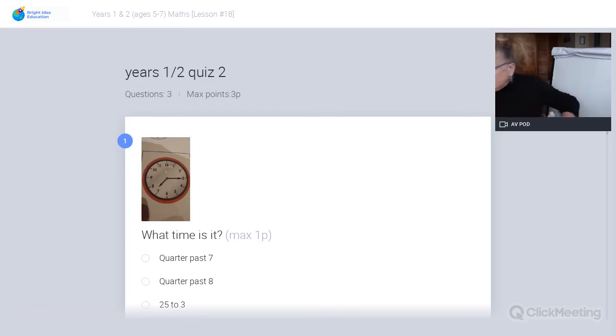The hour hand is really important. Look at the hour hand as well. Where has it just gone past?